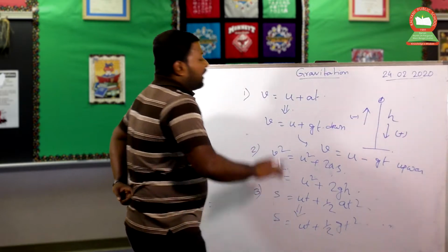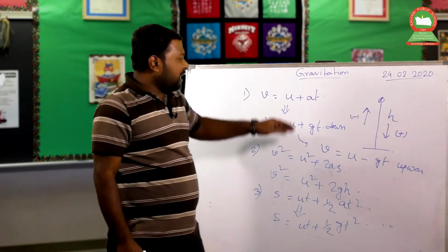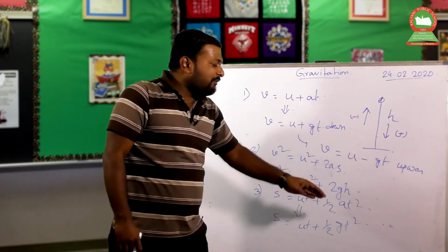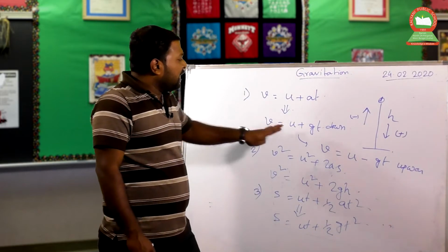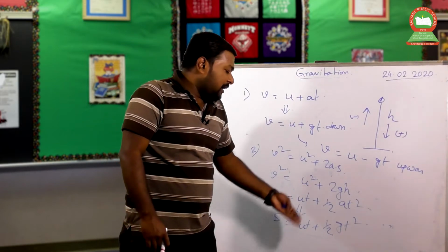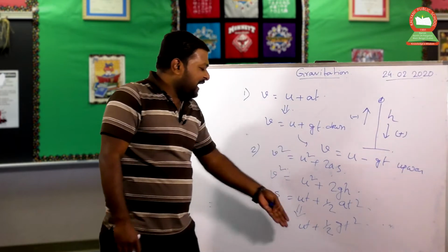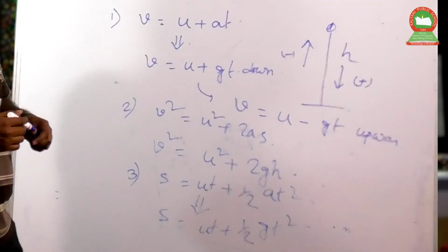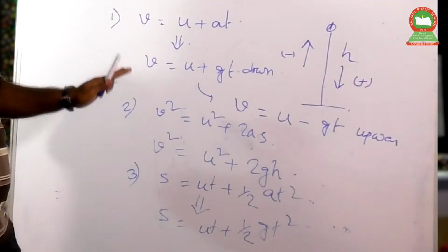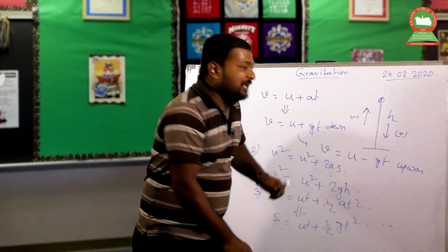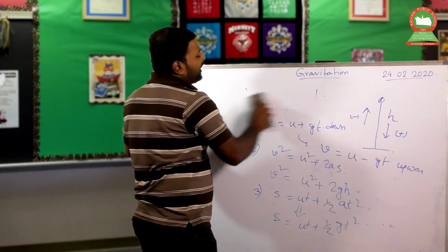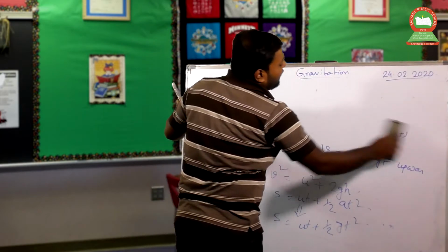In all of these cases, the body is in the downward direction. If it is in the upward direction, then those plus signs can be replaced by negative signs. So these are the equations of motion of a body moving in a vertical direction under the acceleration due to gravity.